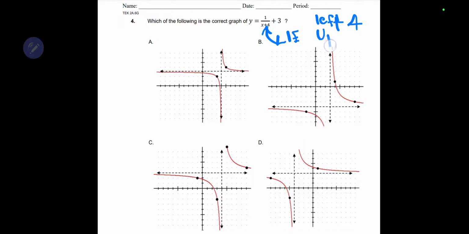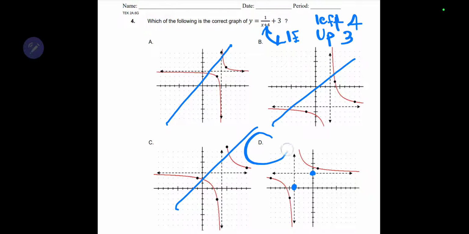And then that +3 means up 3. So we want to see our vertical asymptote left 4. So A is wrong, that's right 4. B is wrong, that's right 3. C is wrong, that's right 4. But letter D goes 1, 2, 3, 4 to the left, and then it goes up 1, 2, 3. That is correct. Letter D. Okay, so remember, the bottom is a lie every time.